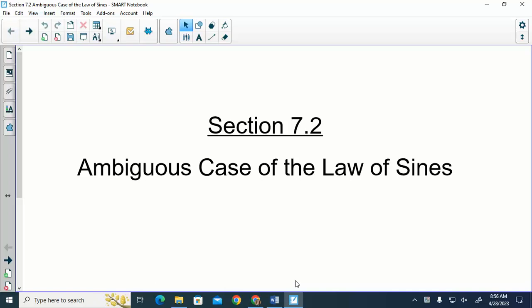Okay, we can still use the law of sines, but if we're only given one angle, it turns out that there might be more than one triangle that exists. And so we have to be able to find all of those triangles. Now, if you are following in the book, they give you all kinds of rules of when there's only one triangle that works, and when there's going to be two triangles that work, and when it won't work at all, and we won't get a solution.